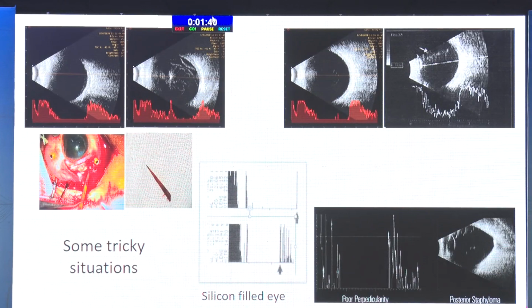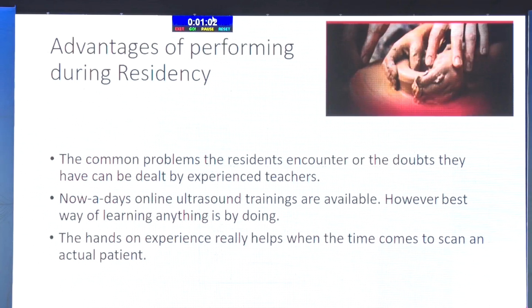So there are certain tricky situations where, if a resident cannot do it in training, then he cannot perform in real life. In the presence of a foreign body, he has to know at which angle to search. There is also detecting a dropped IOL or dropped lens inside the vitreous cavity. He has to be very careful about which axial, longitudinal or transverse scan he is going to do. Moreover, in biometry also, the silicone-filled eye and the posterior staphyloma pose a problem, so they should have proper experience in that.